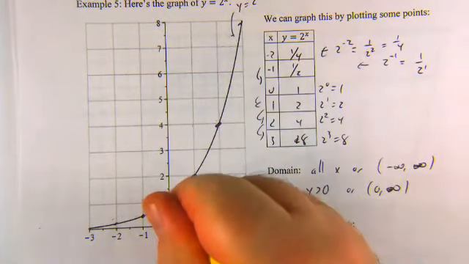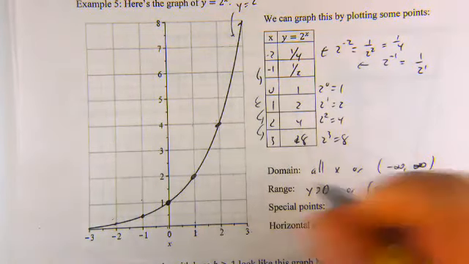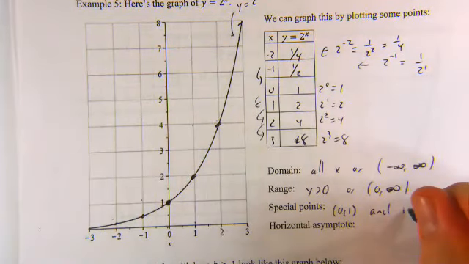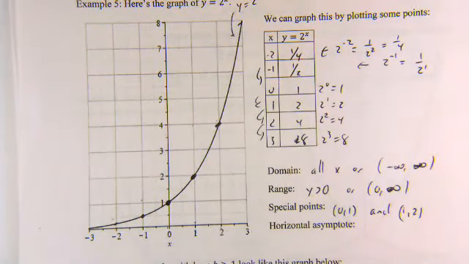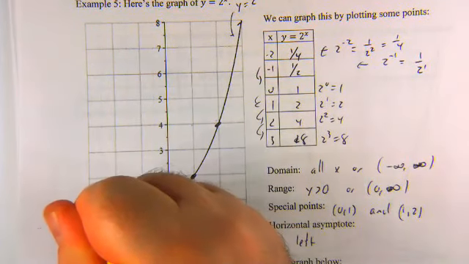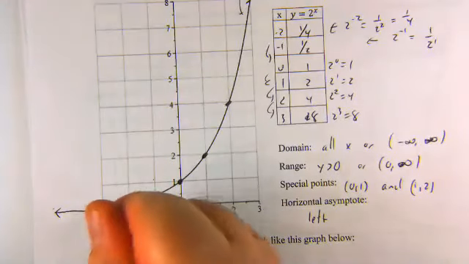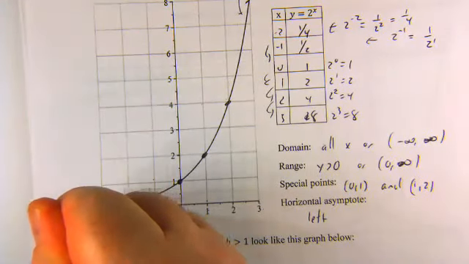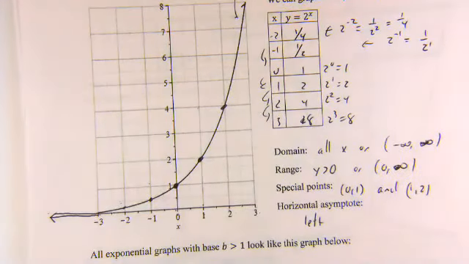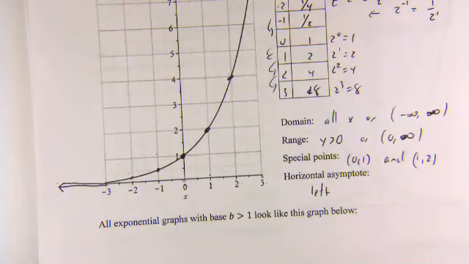Special points, 2 points to remember, 0, 1, and this point, 1, 2. And the horizontal asymptote is to the left. What a horizontal asymptote is: you go out further and further to the left on the x-axis, the graph just gets closer and closer and closer to the x-axis, but never actually touches it. And so it's a horizontal asymptote. So this is pretty standard.